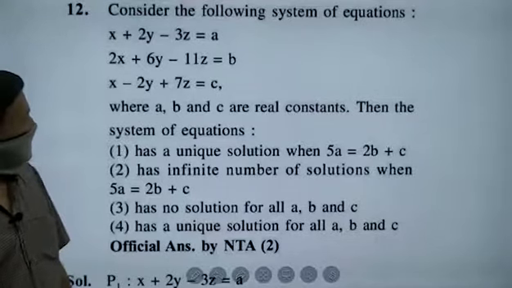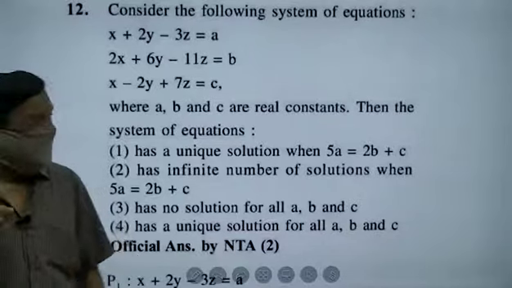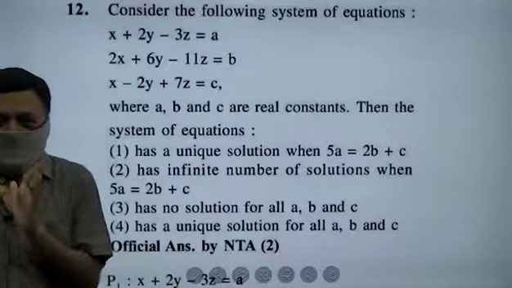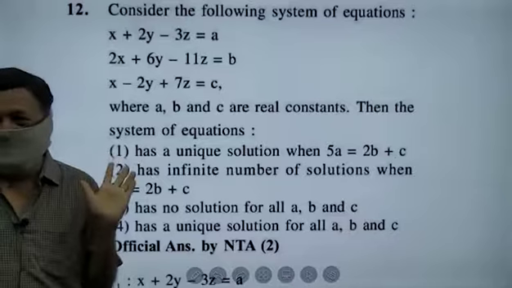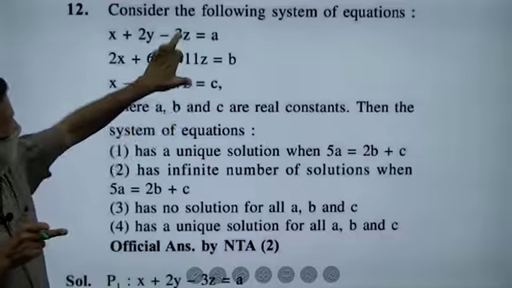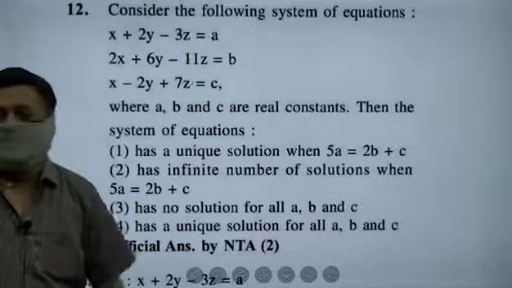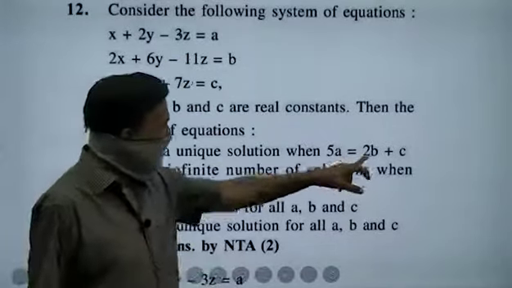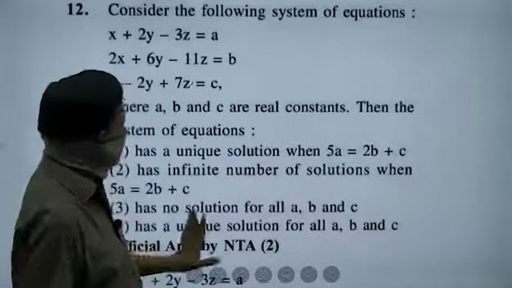Consider the following equations. Listen, the point here is: unique solution means delta not equal to 0. Whenever you are observing infinitely many solutions, one of the equations can be expressed as linear combination of other two. That is the point. What he is giving here is 5a is equal to 2b plus c. First we will concentrate on this.